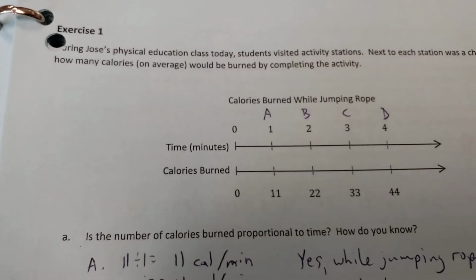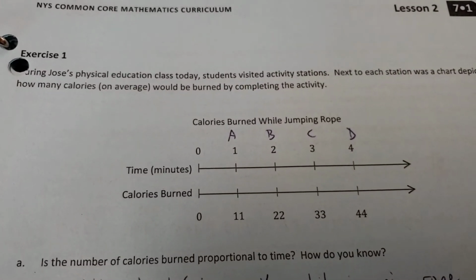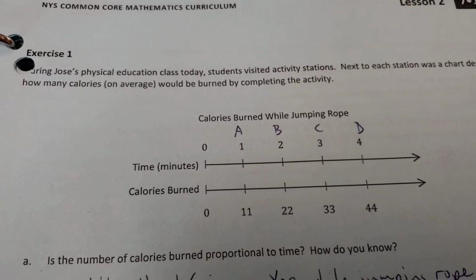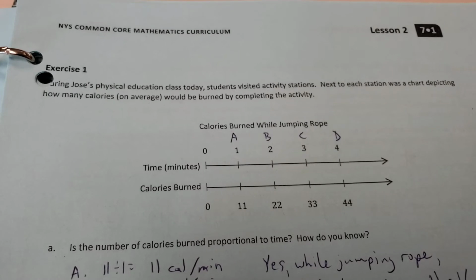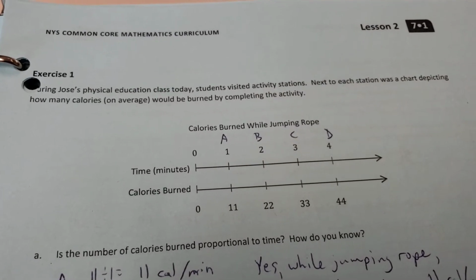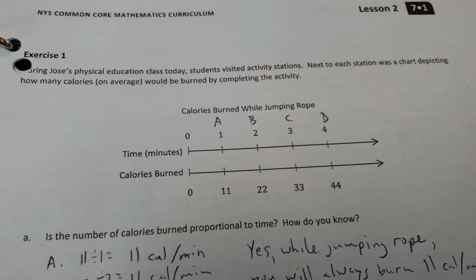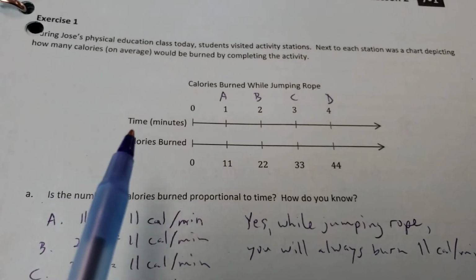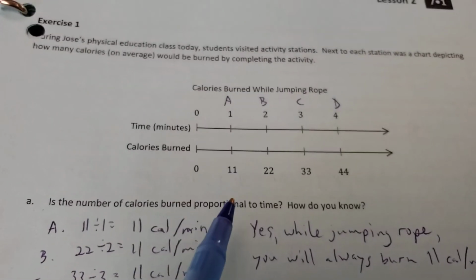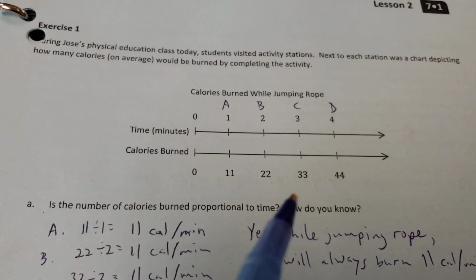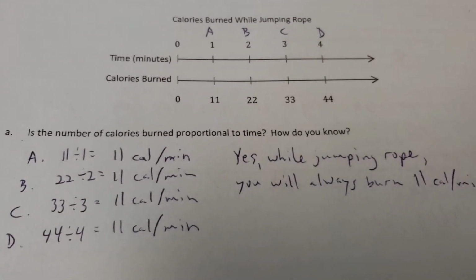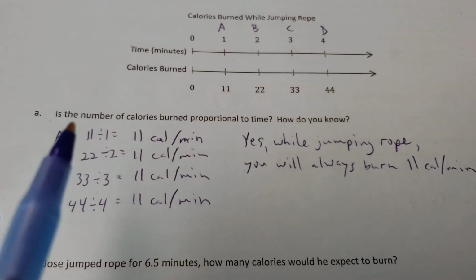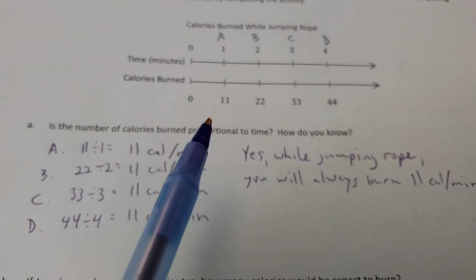All right, we shift over to another problem. Here's Exercise 1. It says, during Jose's physical education class today, students visited activity stations. Next to each station was a chart depicting how many calories on average we burned by completing the activity. So we broke it down into 4 situations. So you spend a minute, you burn 11 calories, and so on, A, B, C, and D. And they want to know, is the number of calories burned proportional to the time? How do you know? Well, try to figure out how many calories per minute we are burning.